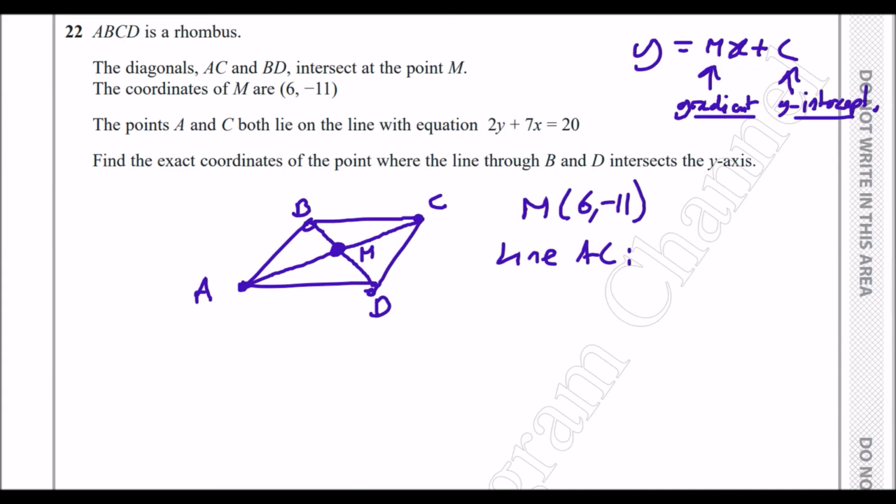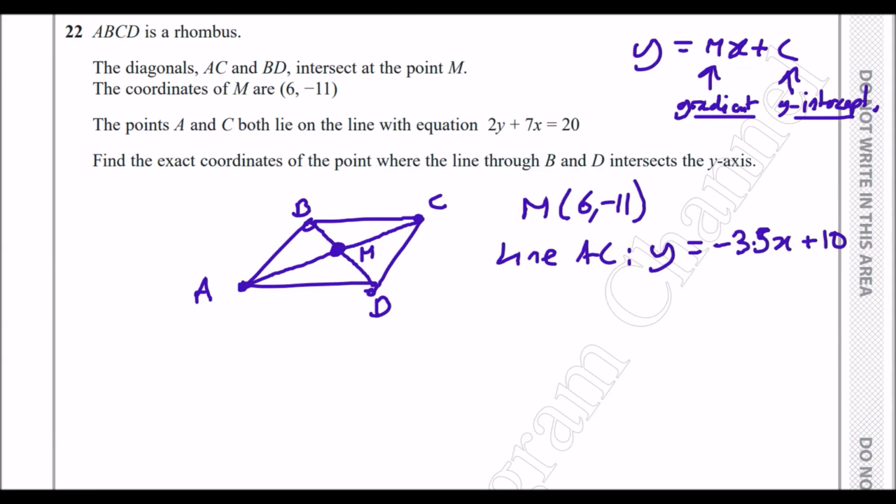Okay, cool. So what I'll do right now is make y the subject. We can subtract 7x and divide by 2. We get y equals minus 3.5x plus 10, because you're dividing by 2. So the gradient of the AC line is negative 3.5. So it should be going downwards, not upwards, but who cares. Now, find the exact coordinates of the point where the line through B and D intersects the y-axis. Oof, that's an interesting one.